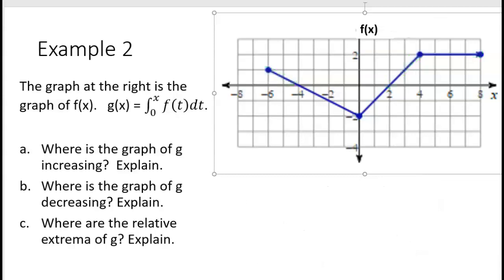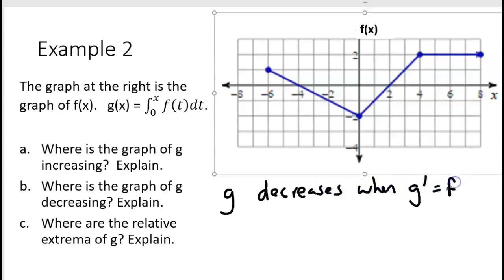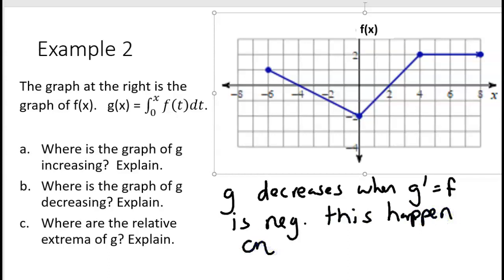Let's go ahead and take a look at another one, part B. Where is the graph of g decreasing? Well, g decreases when g prime, which is the same thing as f, the graph above, is negative. This happens anytime my graph is below the x-axis, which is on the interval from -4 to 2.